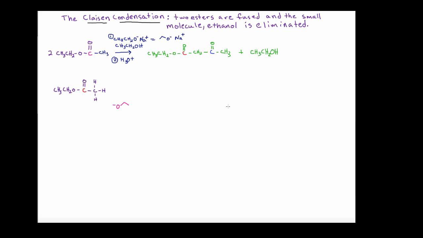And then in this case, the Claisen condensation, the small molecule that's going to be eliminated in the final step is going to be ethanol instead of a water molecule. So the Claisen condensation is very similar to an aldol condensation. The major difference is that we're utilizing the combination of esters, and the elimination product is going to be a molecule of ethanol in this case.